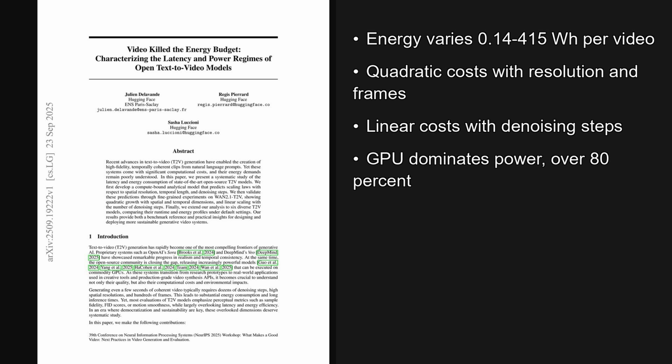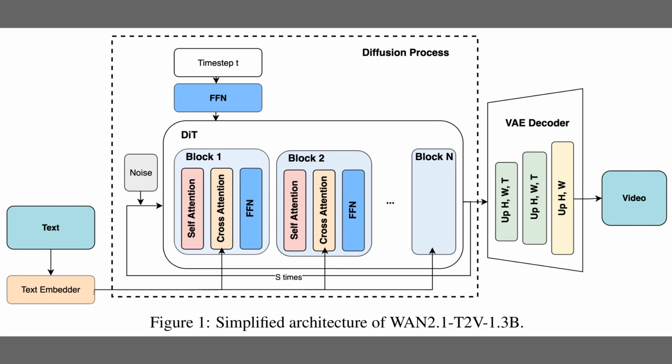Beyond that, this paper proves quadratic costs in resolution and frames, linear costs in denoising steps, and shows GPU energy dominates. Alright, the intro highlighted huge energy gaps across systems. Figure 1 shows the simplified pipeline that drives those costs, which runs denoising steps through a large DiT and then decodes to pixels. The left panel embeds text, and a time step MLP injects the current step. The central DiT repeats self-attention, cross-attention, and FFN blocks S times, so compute scales with token count. The right panel upsamples with a VAE to produce the final video.